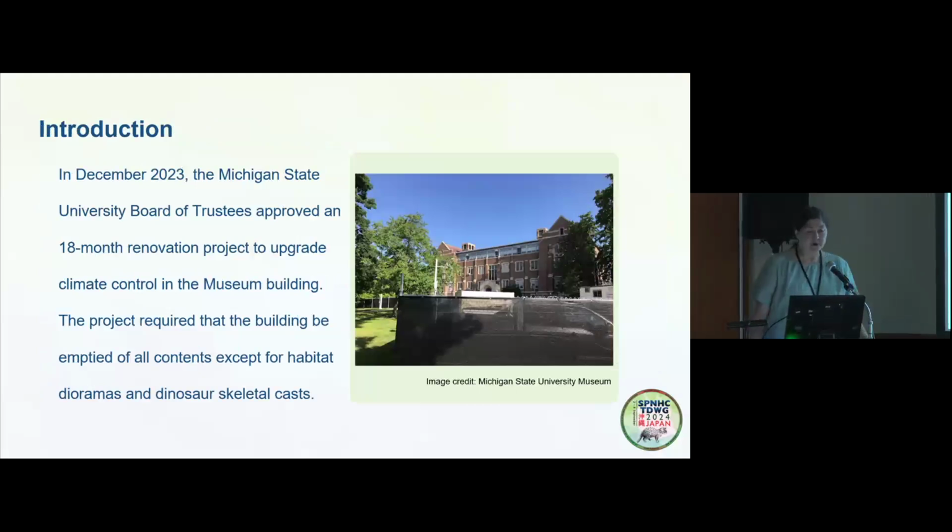In December of 2023, the Michigan State University Board of Trustees approved an 18-month renovation project to upgrade climate control in the museum building. And this project required that our building be emptied of all contents except for the habitat dioramas and dinosaur skeletal casts that are on exhibit.